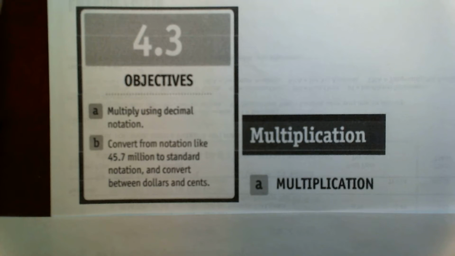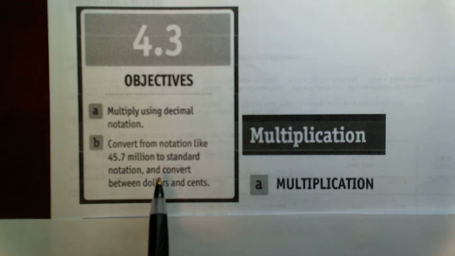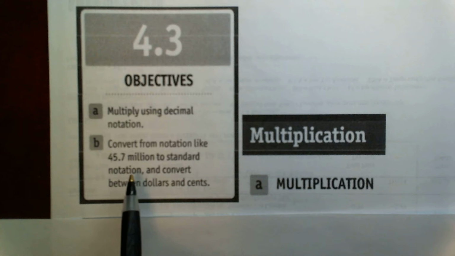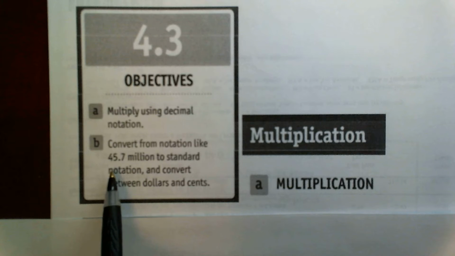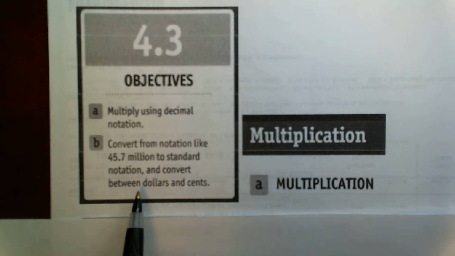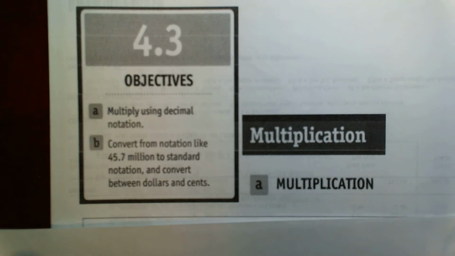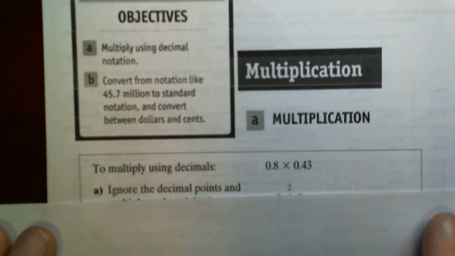In section 4.3, we learn how to multiply decimal numbers in decimal notation. And then later on we learn to convert notation from, like, 45.7 million to standard notation, and convert also between dollars and cents. But it's all based on multiplication. So here's how it works.